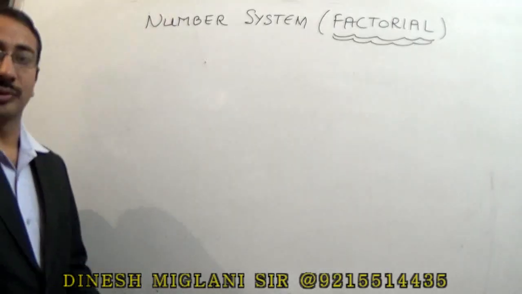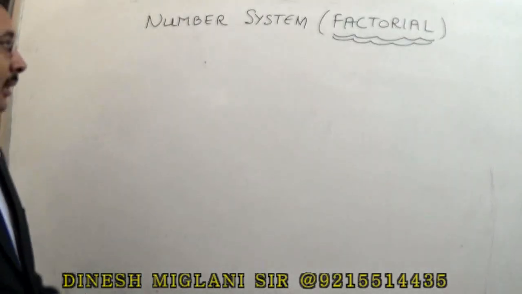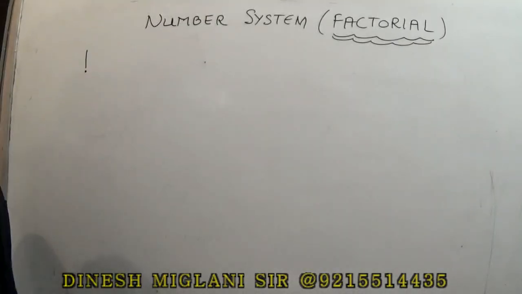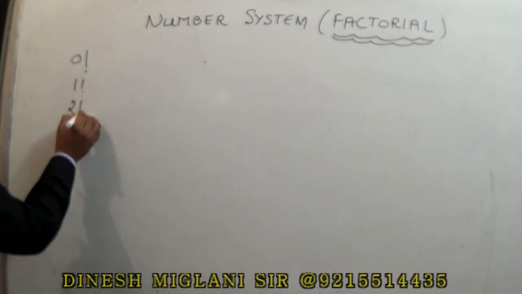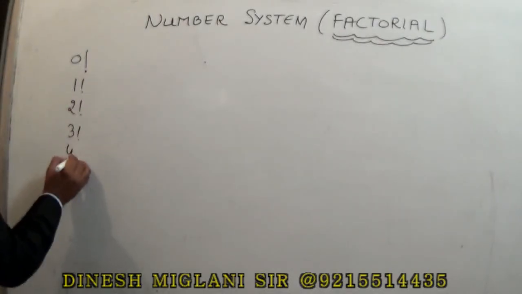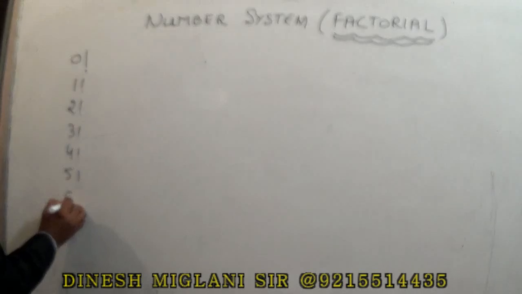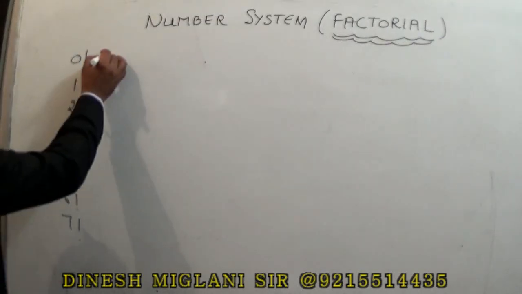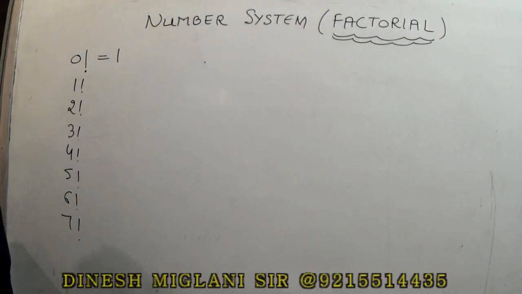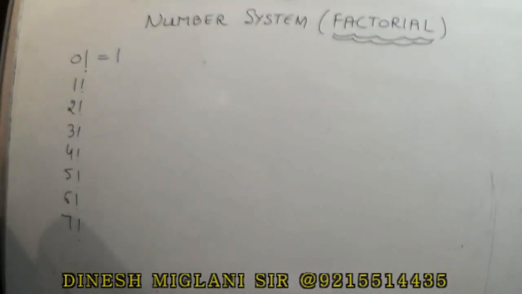Now when we start with this topic, that is factorial, you have seen this sign at a number of places. This is not a sign of exclamation that you studied in English. This is known as factorial in mathematics. 0 factorial, 1 factorial, 2 factorial, 3 factorial, 4 factorial, 5 factorial, 6 factorial, 7 factorial. 0 factorial is always equal to 1. It's a standard value.